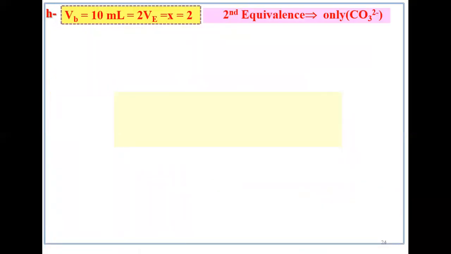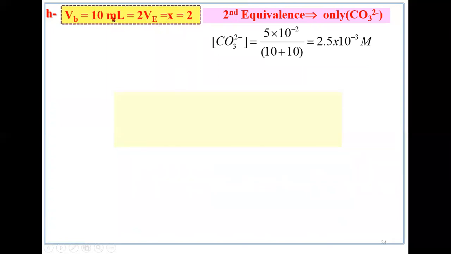At the second equivalence point, we only have carbonate left over, the A2 minus is left, and unfortunately we have to calculate its concentration. Not that difficult. The concentration of the A2 minus is CAVA, the number of moles of the acid originally, divided by the total volume, which is VA plus total VB, which is 10 milliliters in this case.